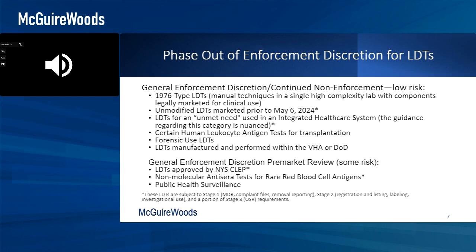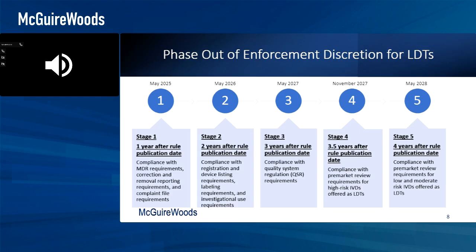Other tests that are excluded from the scope of the phase-in of these requirements are human leukocyte antigen tests for transplantation, forensic use LDTs, which arguably are not medical devices, LDTs manufactured and performed within the VA or the Department of Defense. LDTs approved under the New York program, those are treated the same way for the most part as the LDTs that were on the market prior to May 6th or that are used within a hospital system for unmet need. And then also sort of fully excluded are public health surveillance tests.